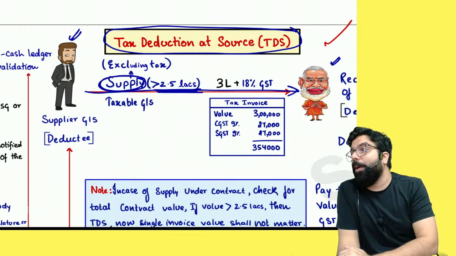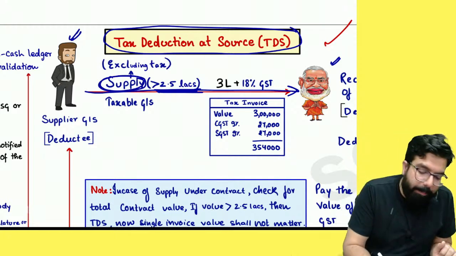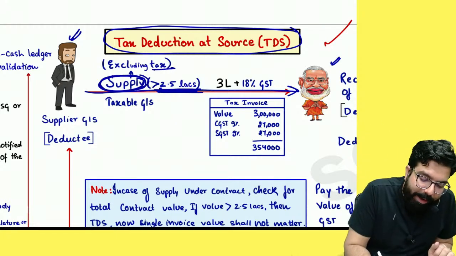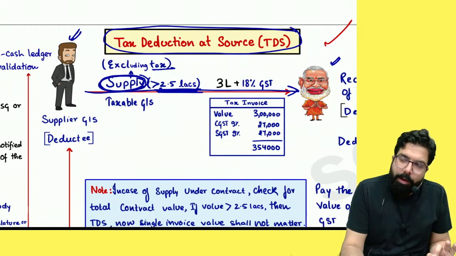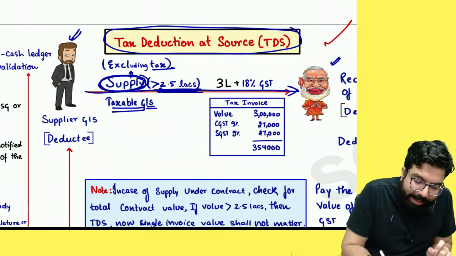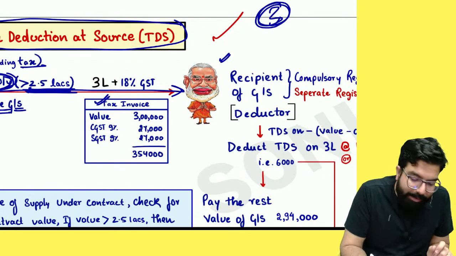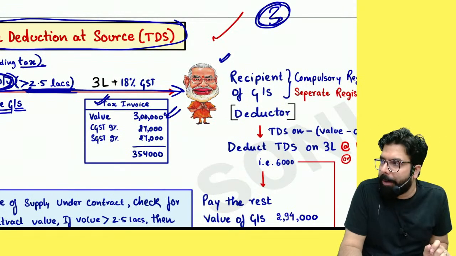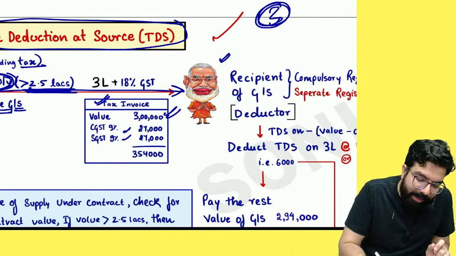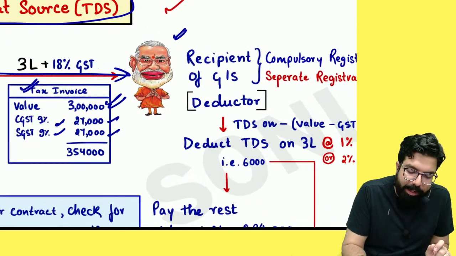For an example, I am supplying stationery to the government department. Excluding GST, the value is more than 2.5 lakh, and the supply should be a taxable supply of goods or service. For an example, this is the invoice. I supplied stationery worth 3 lakh rupees to the government department. The GST is 9 and 9, which is 27,000 and 27,000.